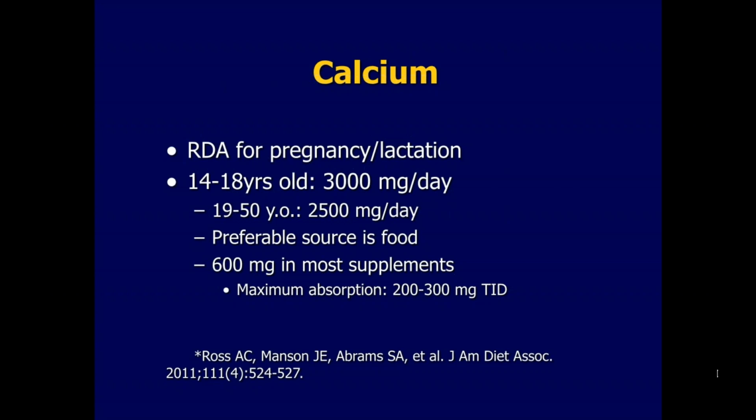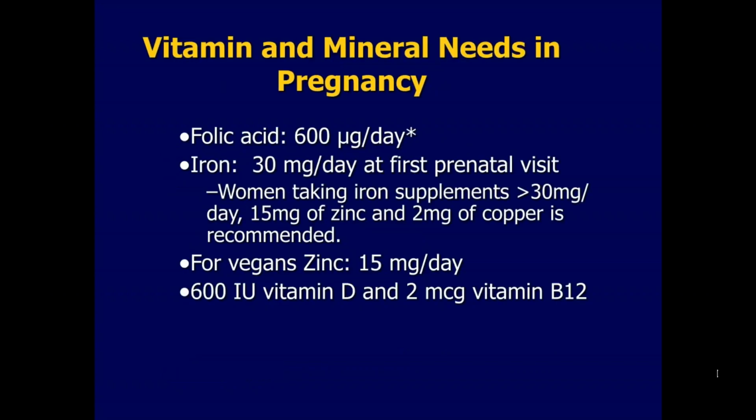Now, the vitamin and mineral needs in pregnancy. When it comes to folic acid, going again, 600 micrograms per day is what we talked about before. Iron, 30 milligrams per day, is the recommendation at the first prenatal visit. And for women taking iron supplements, this is one thing you've got to keep in mind. Someone who's taking an iron supplement of more than 30 milligrams per day could get deficient in zinc and copper. So it's recommended you take 15 milligrams of zinc and 2 milligrams of copper per day along with that.